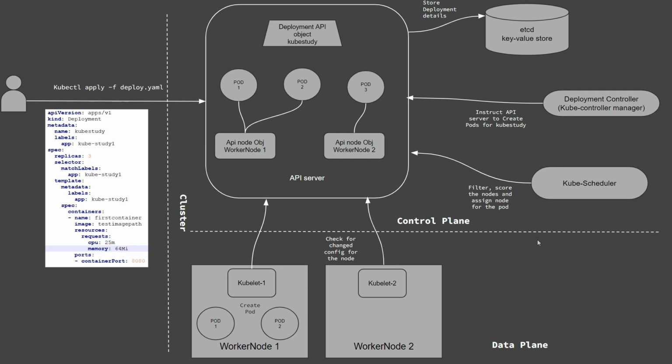Same way, kubelet 2 checks for the changes and it will find that pod 3 is assigned to worker node 2. So kubelet 2 will deploy an application in worker node 2. So that will be the pod 3. This will give you an idea on how each of the components work together in Kubernetes.